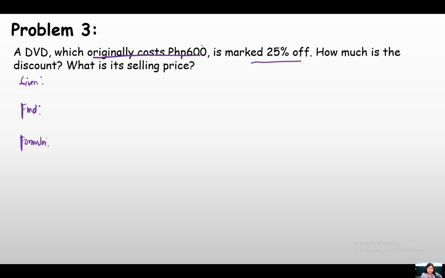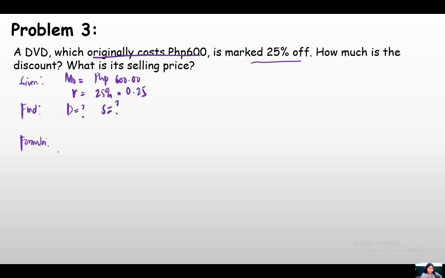So what is the 600? It is the cost price. So 600 pesos is the cost price. So also we have marked 25% off. Okay, so that is the rate. From 25%, it is also equal to 0.25. Okay, so we are asked to get the discount and we are also asked to get the selling price.